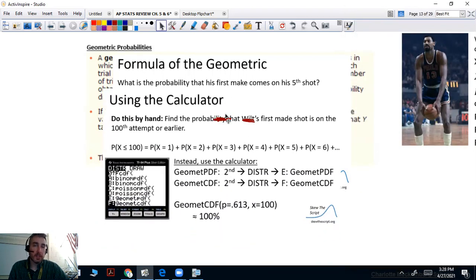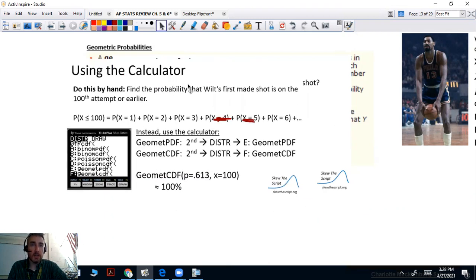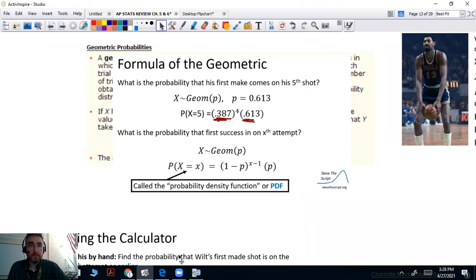And you can do a geometric CDF where you're getting everything below it too. So what's the probability he gets it on his 5th shot, or 4th shot, or 3rd shot, or 2nd shot? You can add them all together, or you can do a CDF.